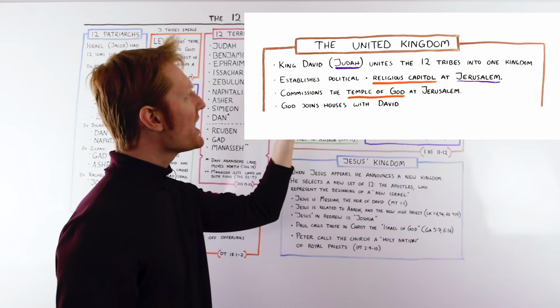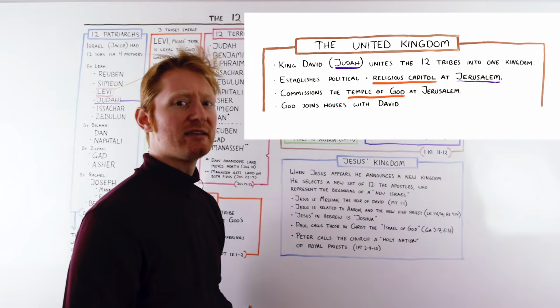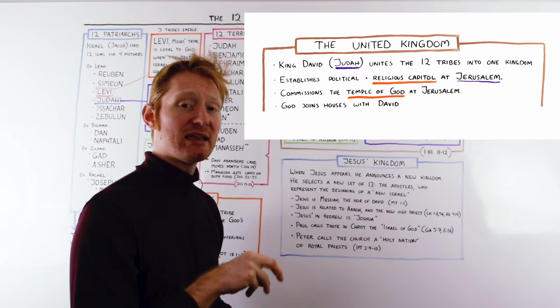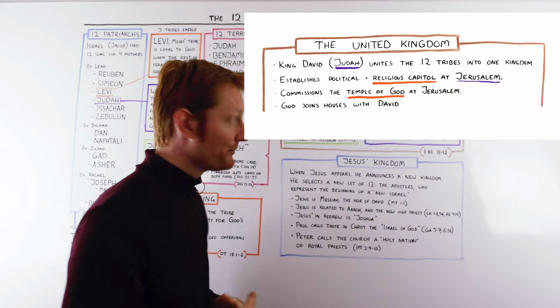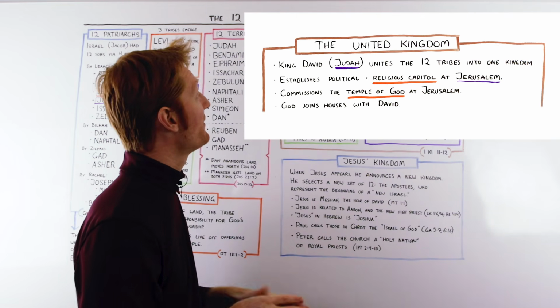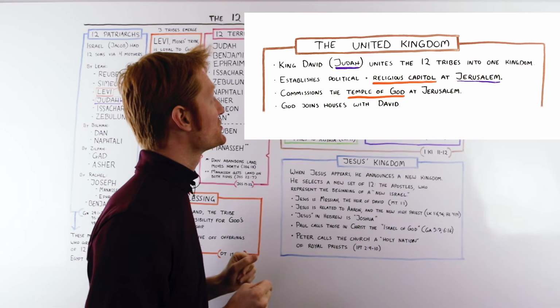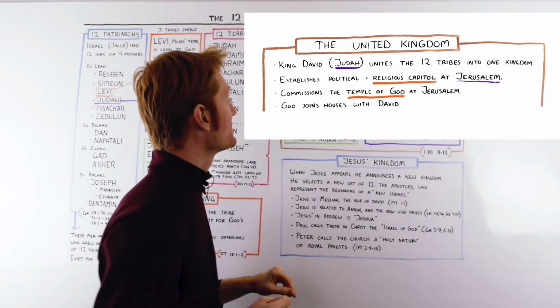And then God makes a special covenant. He joins houses with David and says that there will be a son of David on the throne in God's kingdom forever. So, of course, the Christians have a pretty strong idea as to who that person will be, and we say that very expressly in just a little bit.